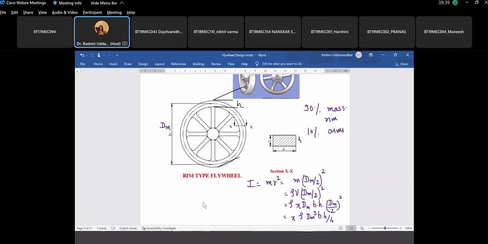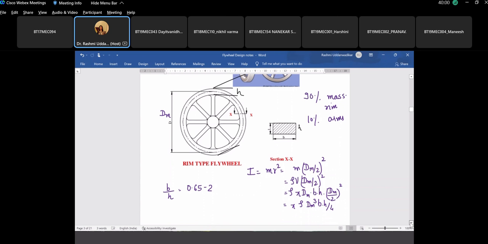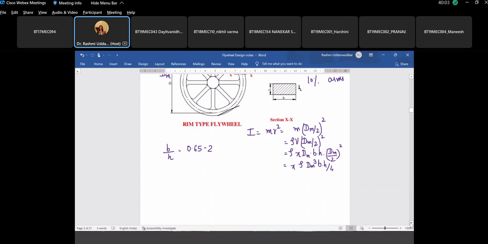And this ratio b by h is given in the data book. This varies from a value of 0.65 to 2. So we are free to choose a value. We'll normally go with 1, 1.1, 1.2 as b by h. So while solving the numericals, we'll calculate the energy fluctuation. We'll know the mean speed that would normally be given. We have to calculate I. From this I, we have to design a flywheel.